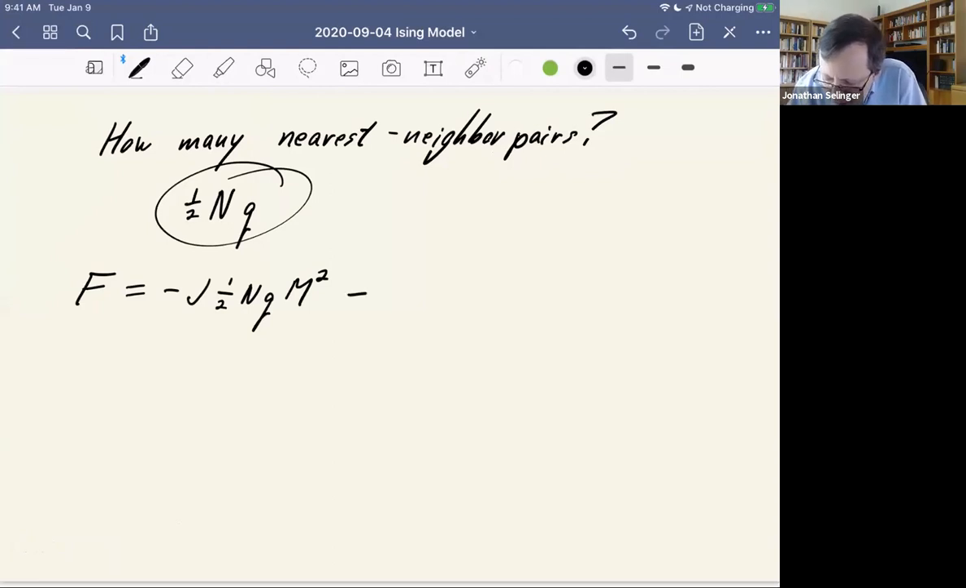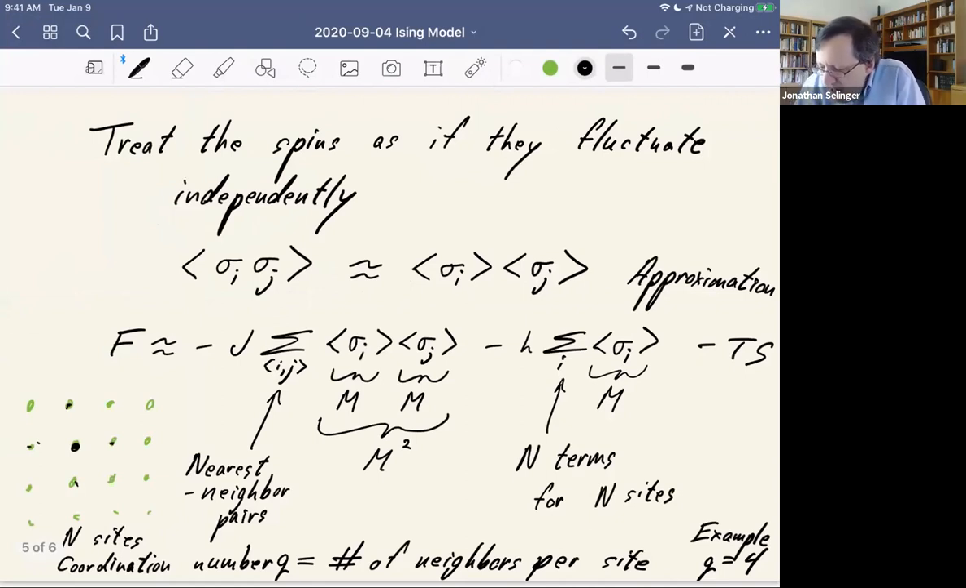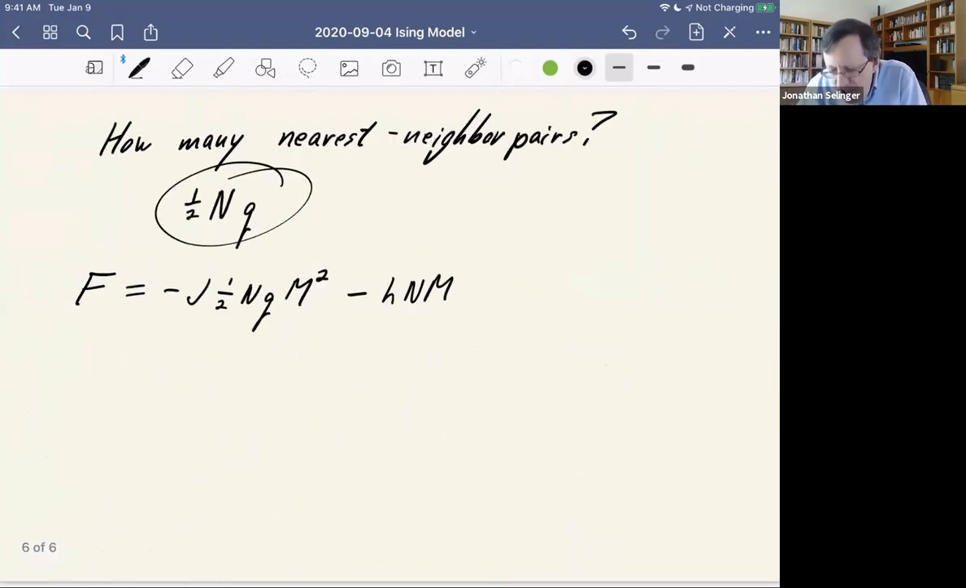Then we have the other term in the energy, the term that we already know about, the -HNM. Then we have the entropic piece in the free energy. That is this subtracting off temperature times entropy, and the entropy depends on m in the way that we already figured out in the last class.